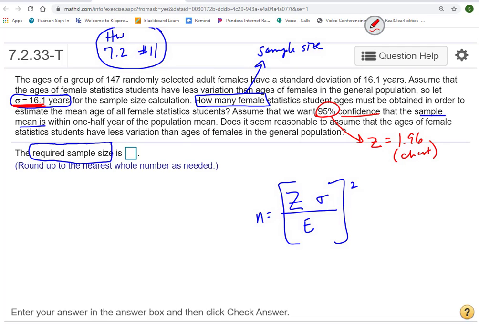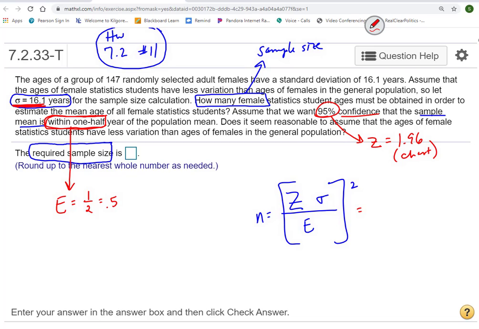And then the only other thing that we need is an E, and we discussed in class that the word "within" can stand for a margin of error. And this one's a little confusing because it says 1/2 of a year. So is it talking months? Is it talking days? It's actually just talking 1/2. Doesn't matter what you're saying, so you can use 0.5.